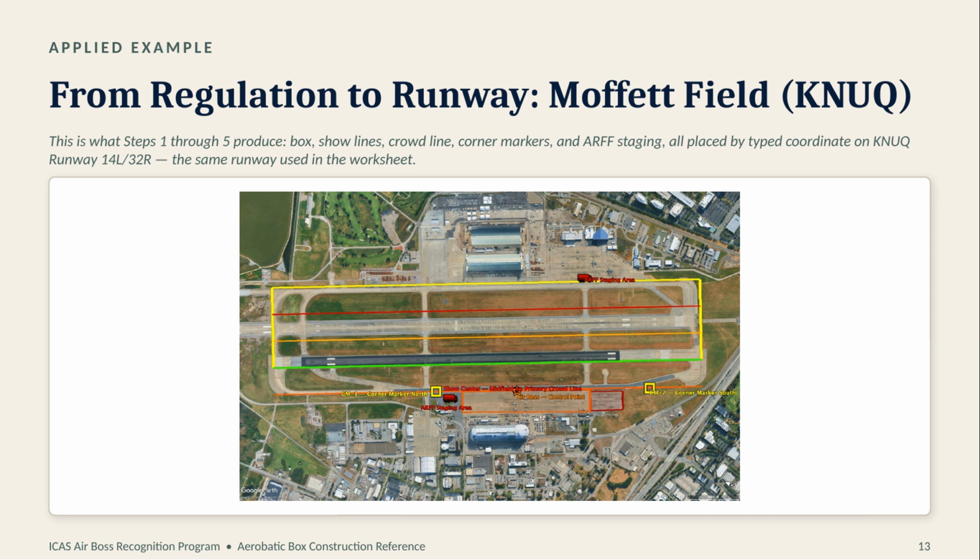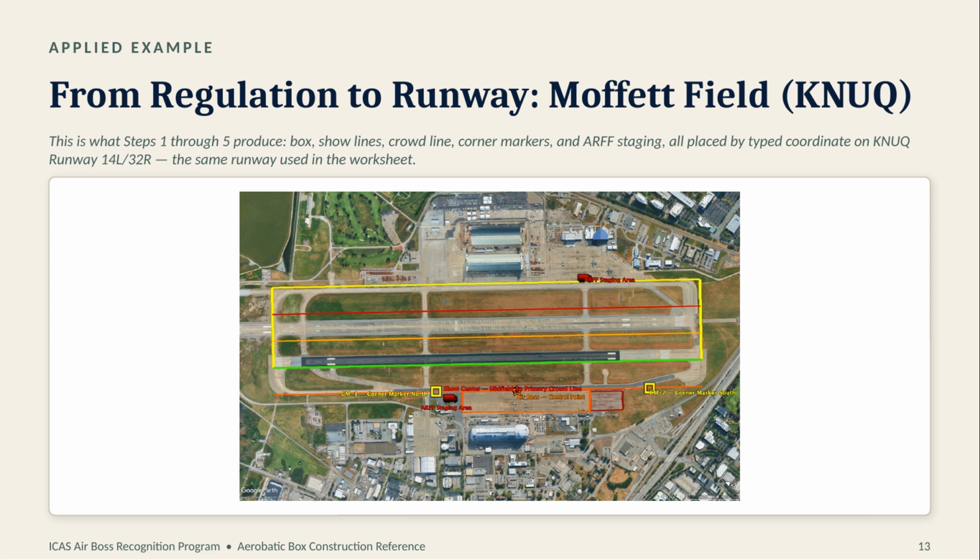Moffett Field, KNUQ, runway 14 left, 32 right, the same runway used in the worked example a few slides back. The satellite image shows the completed layout overlaid on the runway. A yellow polygon traces the aerobatic box boundary, running the length of the runway and extending outward to the calculated box depth. Inside it, a red line marks one show line and an orange line marks another, running parallel to the runway at their respective category distances, with a green line along the runway representing the crowd line reference.